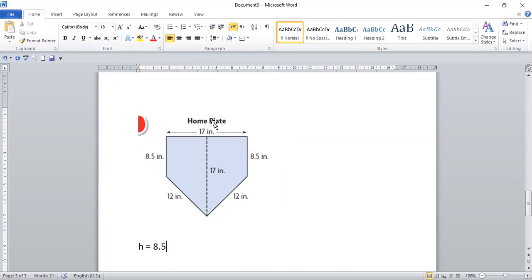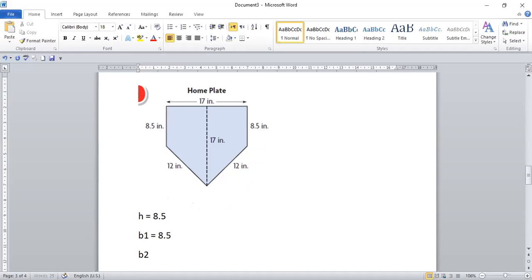So the height of one trapezoid is 8.5. Okay, and one of the bases is 8.5. So let's write them down so that it will not confuse us when we start doing the questions. Base 1 is 8.5, and base 2 is 17. And then we have all the information. So all that we have to do is find the area.